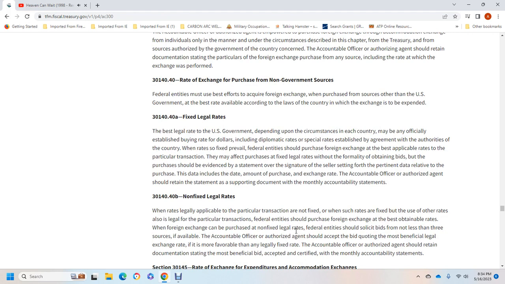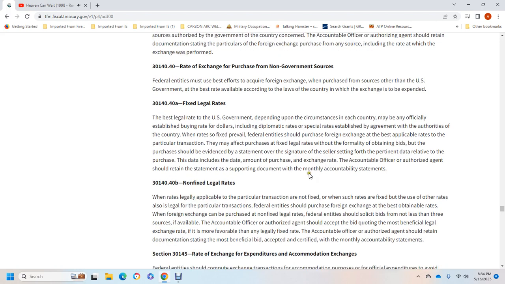3140.40, fixed legal rate, the best legal rate with the U.S. government depending on the circumstances, each of the country made officially with the established by rating with the dollars, including the diplomatic rate, the special rate of the established agreement with the authority of the country, with the fixed to prevail with the federal entity to purchase foreign exchange. The best applicable rates of the particular transaction may affect the purchase of fixed legal rate for the formality of obtaining bids, but purchase of the evidence statement of the signature, so fitting for the pertinent data relevant to the purchase, the data include the date, amount of the purchase, exchange rate. The accountable authorized agent shall obtain the statement of the supporting document, monthly accountable statements.